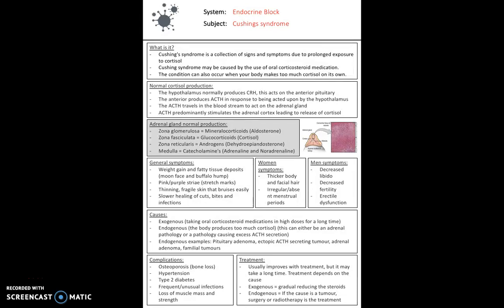So there are several causes of Cushing's syndrome, and they can be exogenous. So, for example, taking an oral corticosteroid medication in high doses for a long time, for example prednisolone. Endogenous as well. So, the body produces too much cortisol. So, this can be an adrenal pathology, as we've just said, or it can be a pathology higher up leading to excess ACTH. So, for example, a pituitary adenoma.